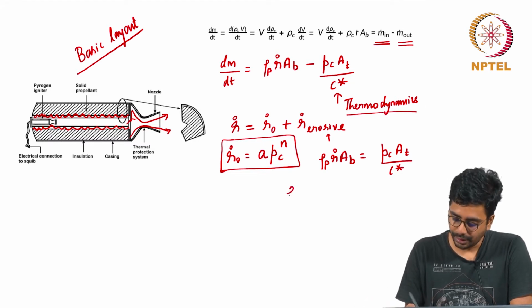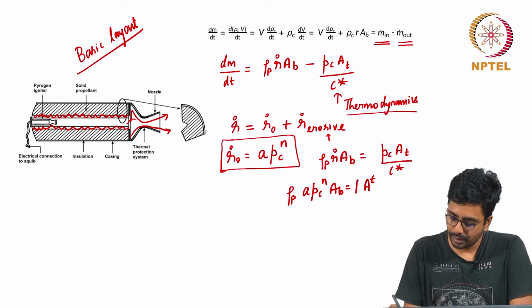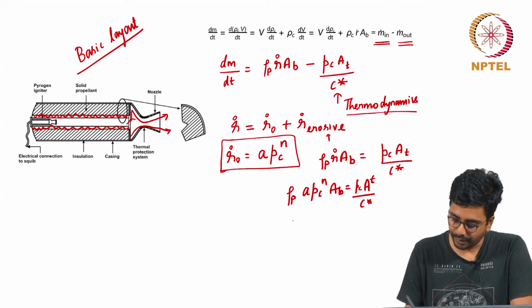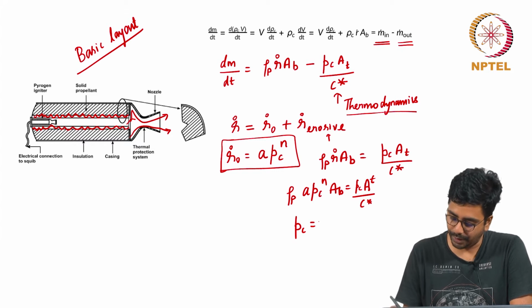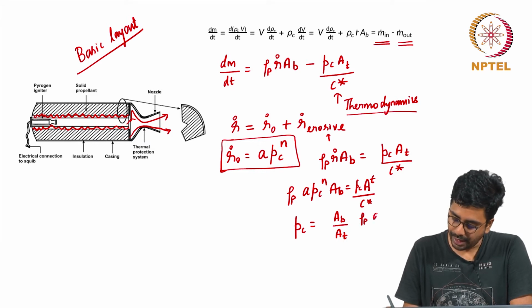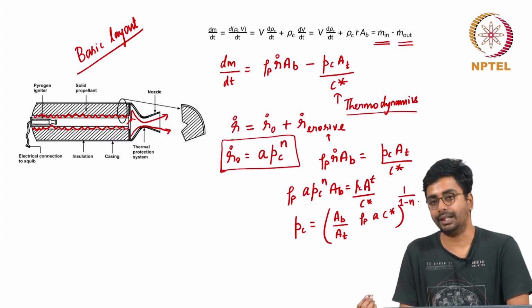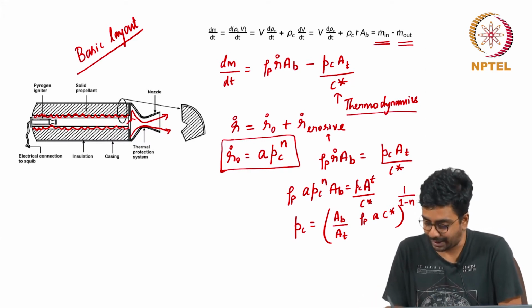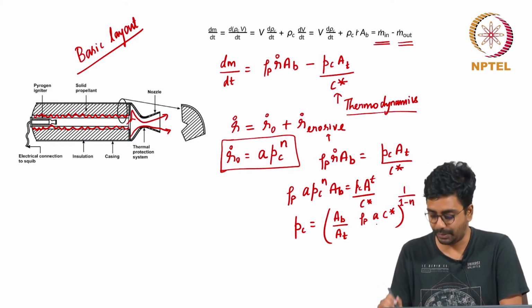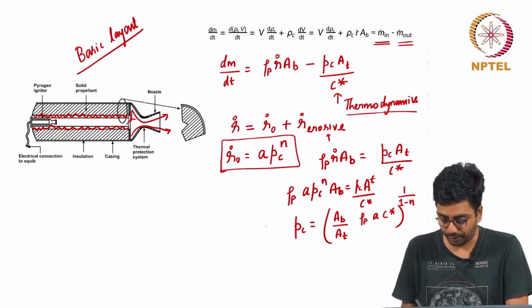Rho p r dot A b C star, where r dot goes as P c raised to n, is equal to P c A T, and from here we can simply get the equilibrium pressure to be A B by A T, rho P a C star, raised to power 1 over 1 minus n. I think in the equation that I wrote in the lecture I made a small mistake: the a C star appeared in the denominator in this equation, but this is the correct expression for the equilibrium pressure.